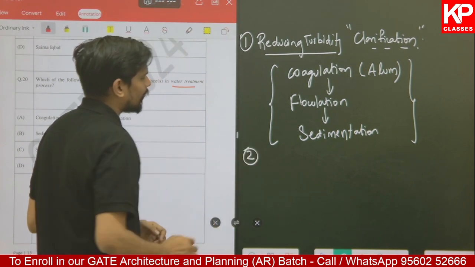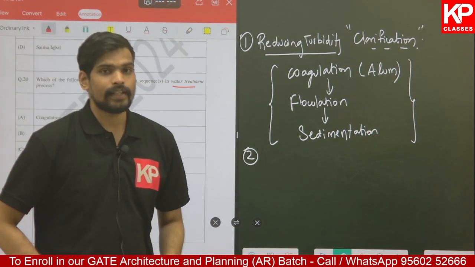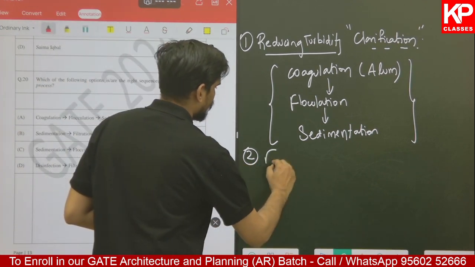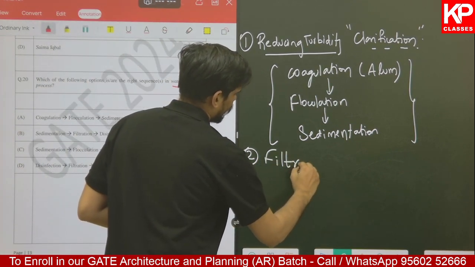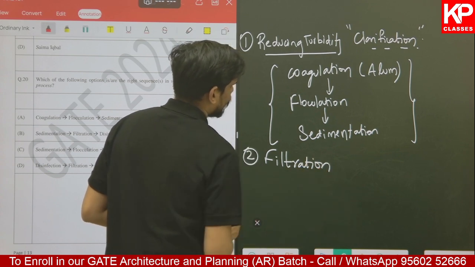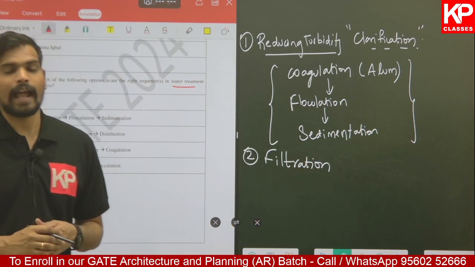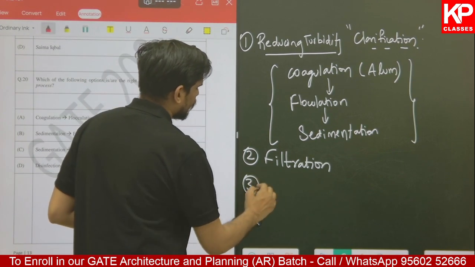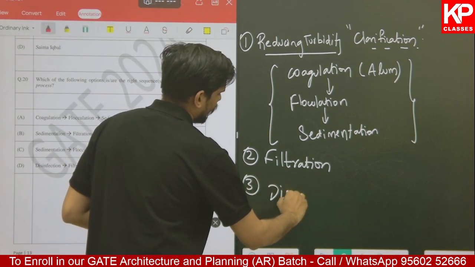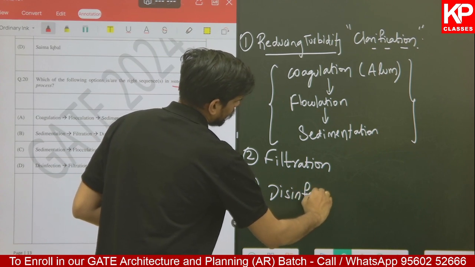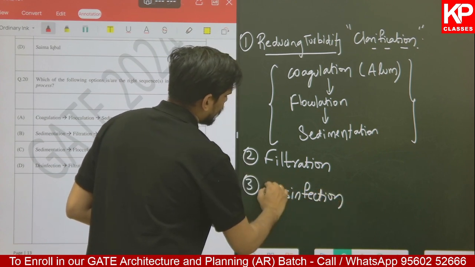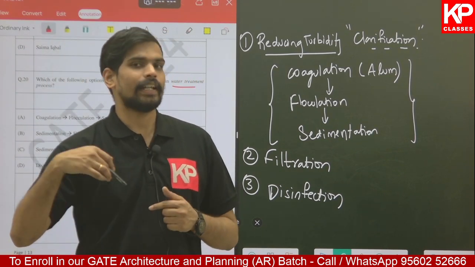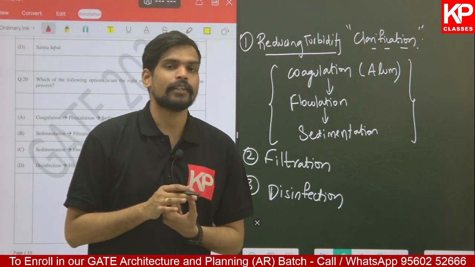Once clarification is done, once the turbidity is reduced, then comes the process of filtration, where you use sand filters, or you use, say, activated charcoal filters or adsorbing bed filters, and then finally you would be having the process of disinfection, where UV treatment is nowadays preferred for drinking water because it does not involve mixing any disinfectant into the water.